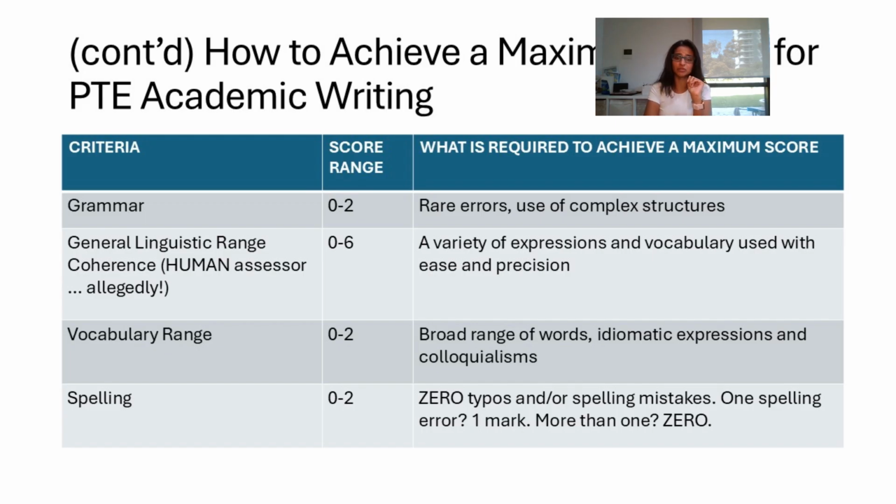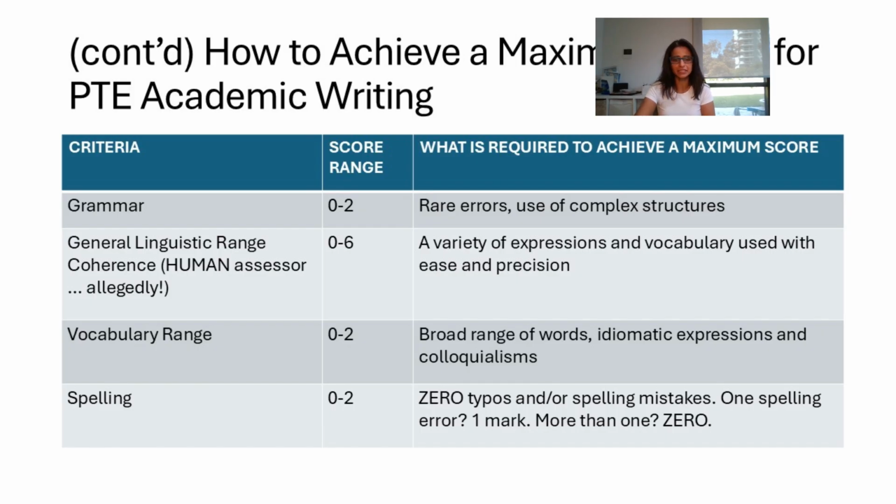Because the spelling score, to get a 2, you need to make 0 typos and spelling mistakes. That is not the case for you to get a band 9 in IELTS. Everybody knows typos happen. Everybody knows sometimes we miss an article, and sometimes when we're typing really fast. Okay? Not the case when it's being marked by AI. You make one spelling mistake, you get 1. You make more than one spelling mistake, you get 0 out of 2.